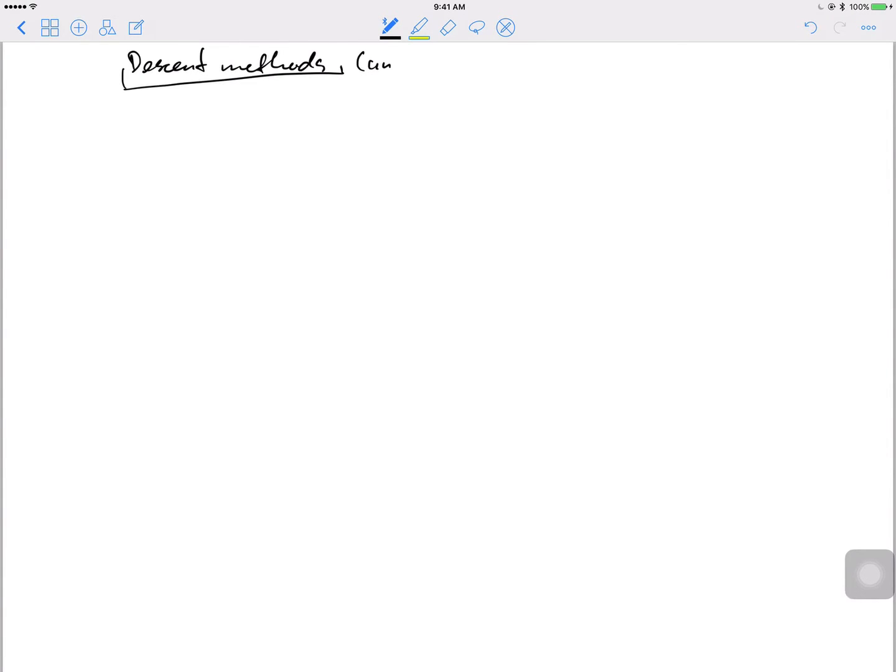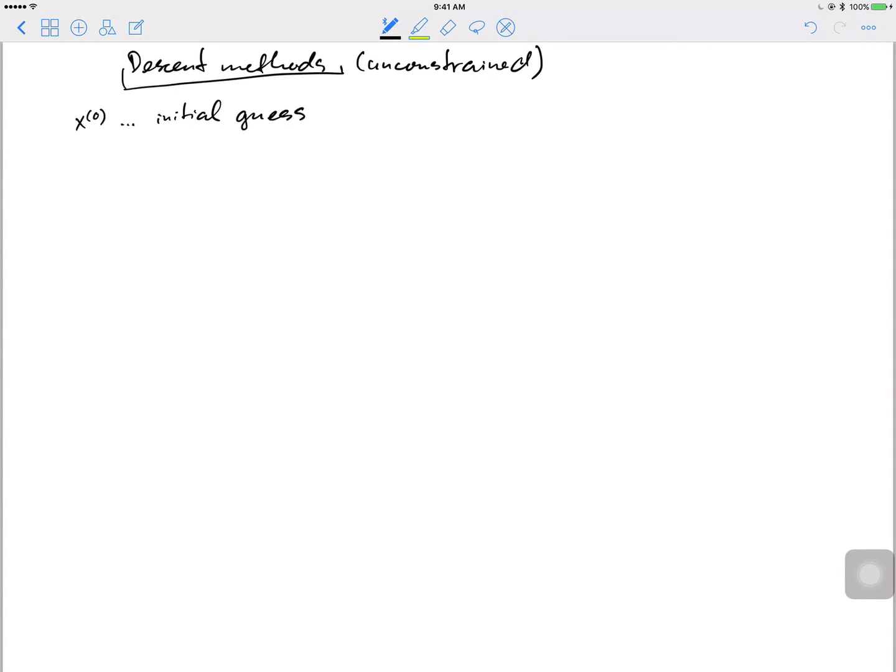And also unconstrained, so no constraints. Even in this case, there are a few tricks which are good to know, okay? So the idea of all descent methods is that we will iterate and iteratively get to the solution. We'll start from some x0, which is our initial guess.